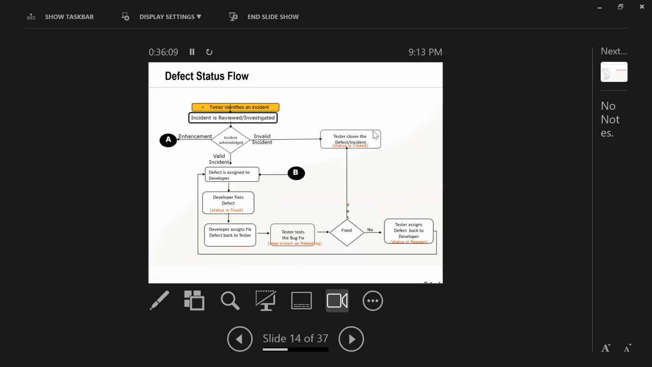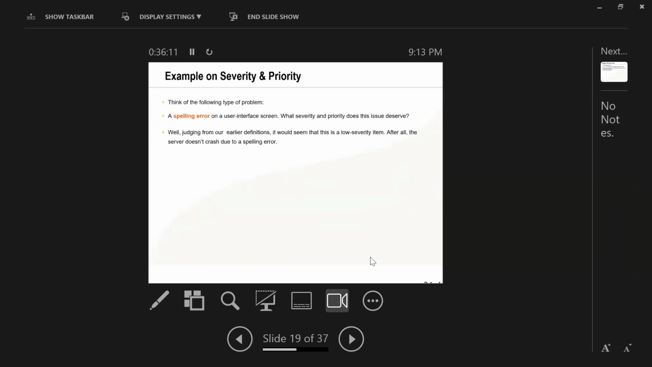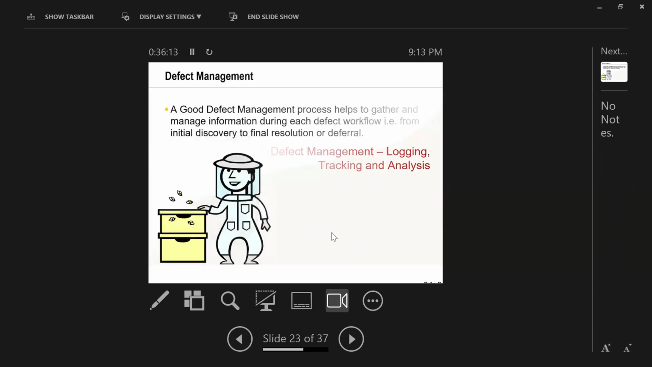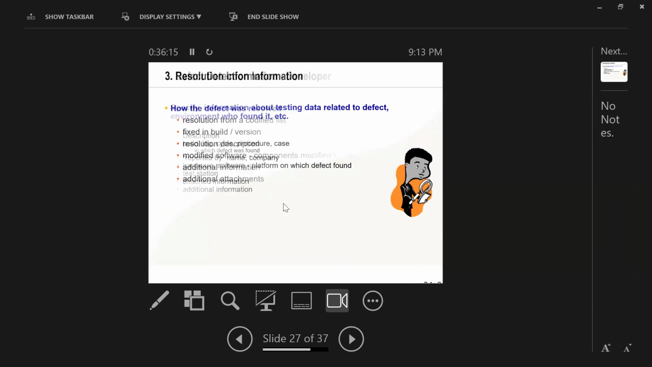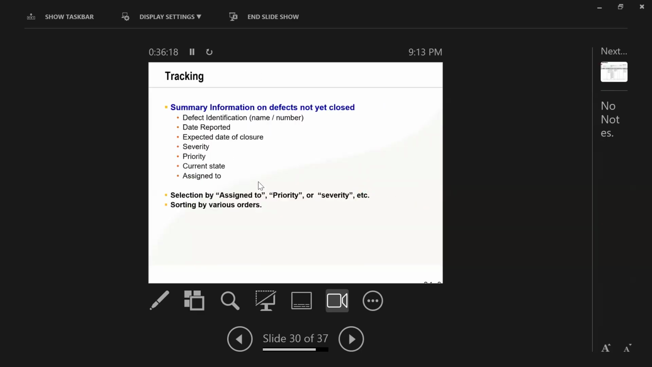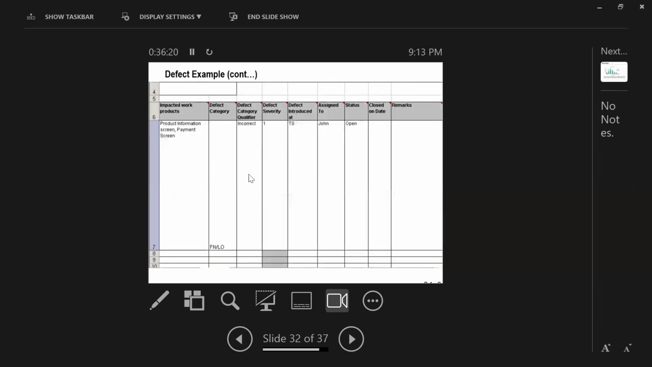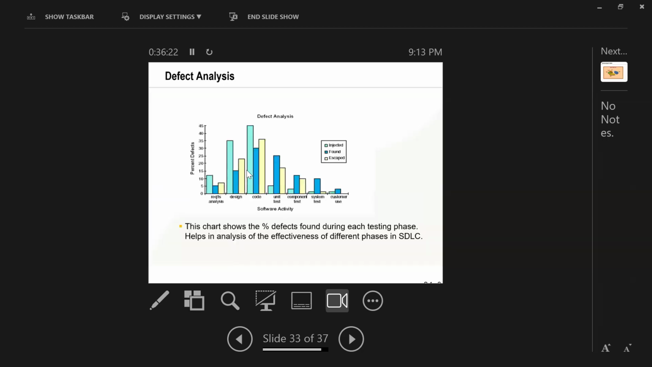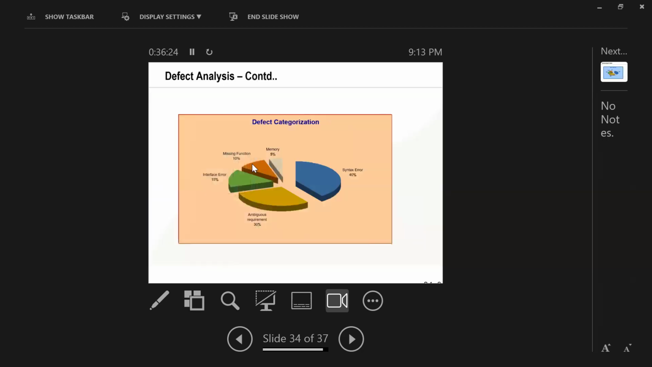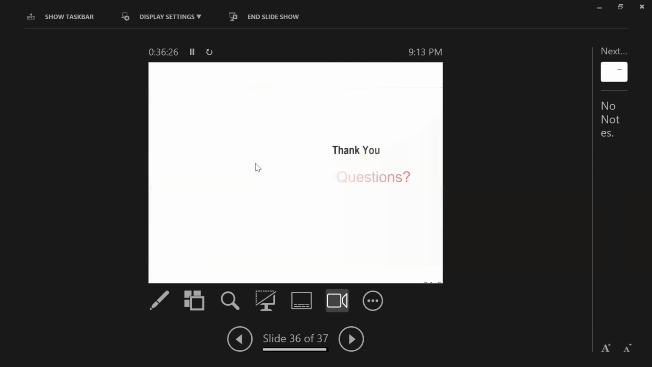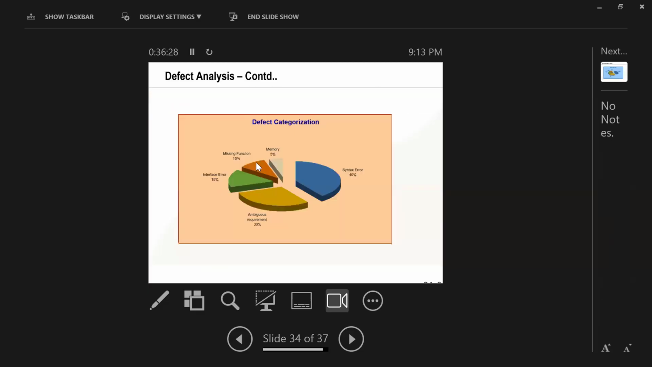Any questions so far? At least, did you understand something today? What is a defect, what are its impacts, how the defect life cycle process works, and how severity and priority work. Then we'll discuss the remaining things tomorrow.